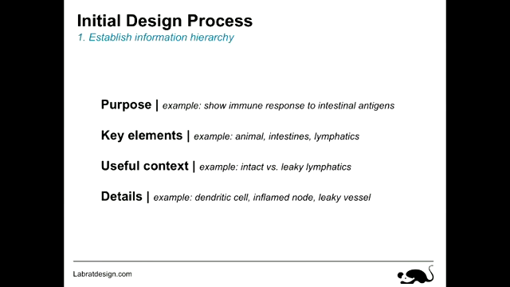So in this example here, we're looking at visualizing the immune response to intestinal antigens. And then the elements within that would be like the animal, the intestines, and then the lymphatics. Useful context would be intact versus leaky lymphatics. And then the details within that are the dendritic cell, inflamed node, and leaky vessel.